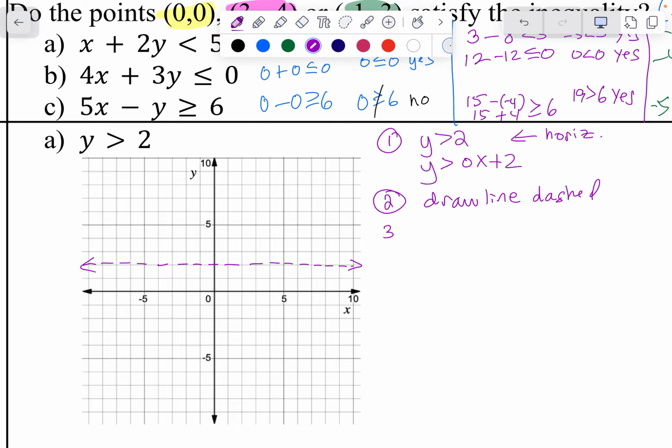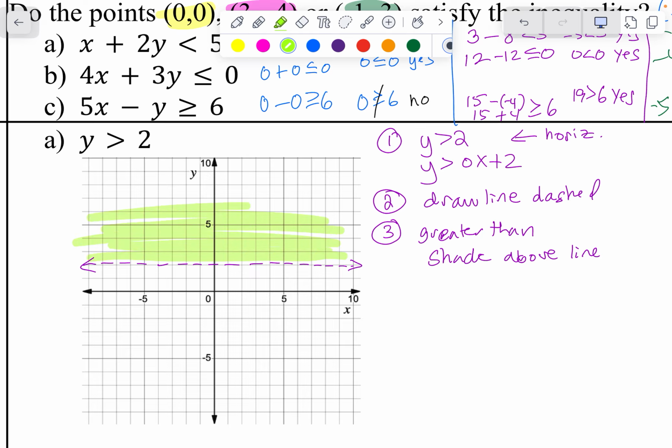The third step is we either shade above or below. It's a greater than symbol. Greater than means we're going to shade above the line. So just take out, I think you have a highlighter tool most likely, and shade above the line.